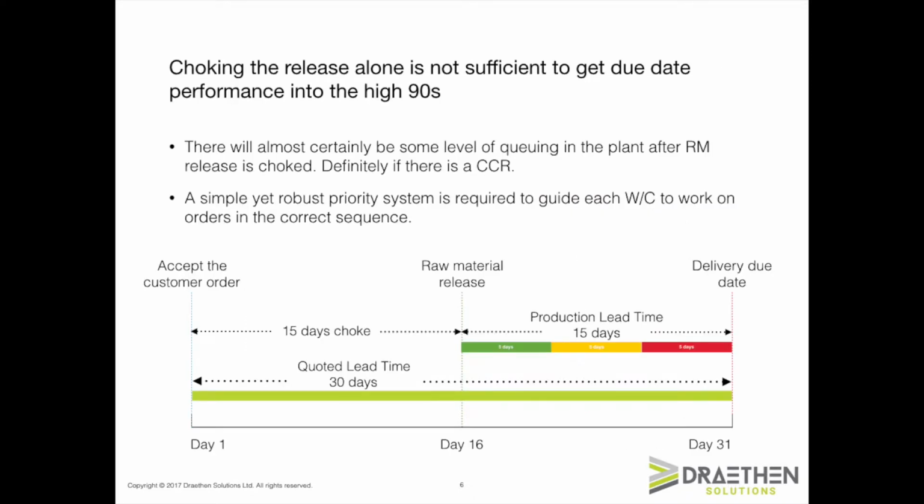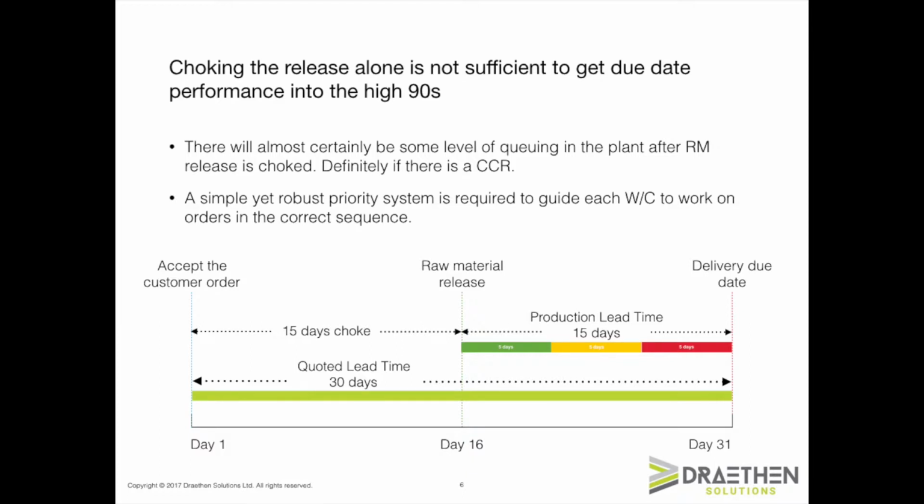We learnt about how choking the release of raw material moves a conventionally managed manufacturing plant from the chaos of the right side of the inventory curve to the plateau. To do this, we distinguish between a quoted lead time that we give to the customer and use to calculate the due date, and a production lead time, which is the time we allow work orders to be processed through the plant. They don't have to be the same thing.